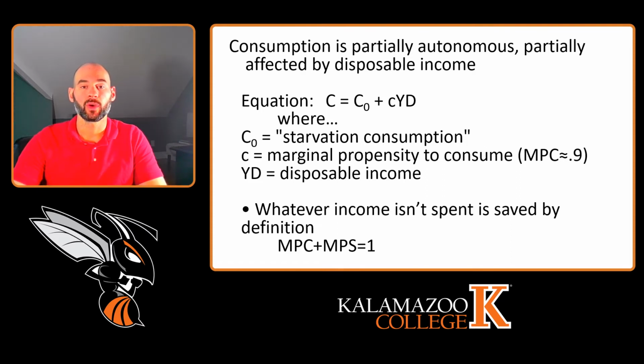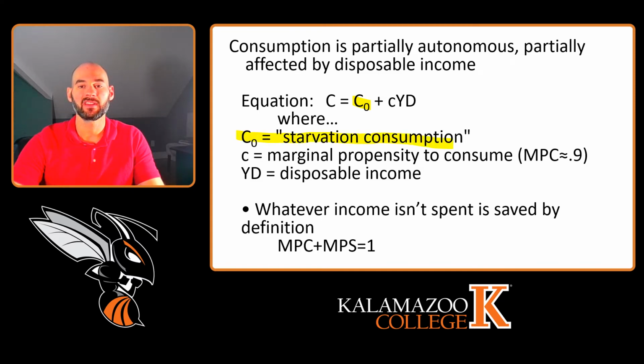So we're going to think that consumption is partially autonomous, meaning that it's partially independent of other variables, and it's going to be partially affected by disposable income. And so the part that is independent, the part that's autonomous, is going to be this C-naught. And so C-naught is going to be starvation consumption.